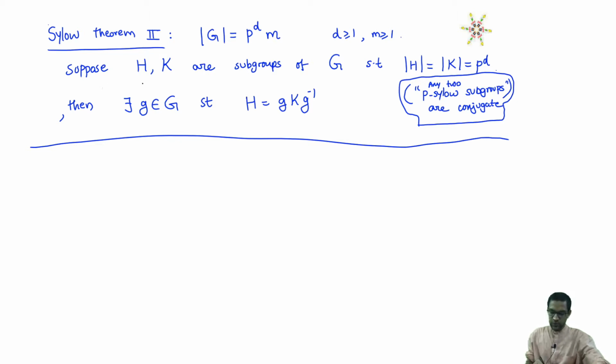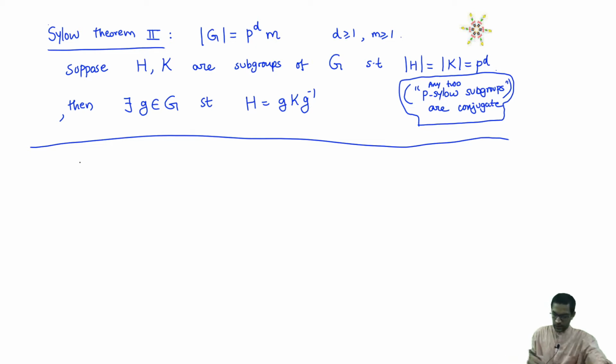And suppose we have two subgroups H and K of G whose cardinalities are equal to p power d, the maximum power of p which divides the cardinality. In other words, H and K are what we call p Sylow subgroups. Then we can find a group element g such that H can be written as g K g inverse. In other words, H and K are conjugates of each other.